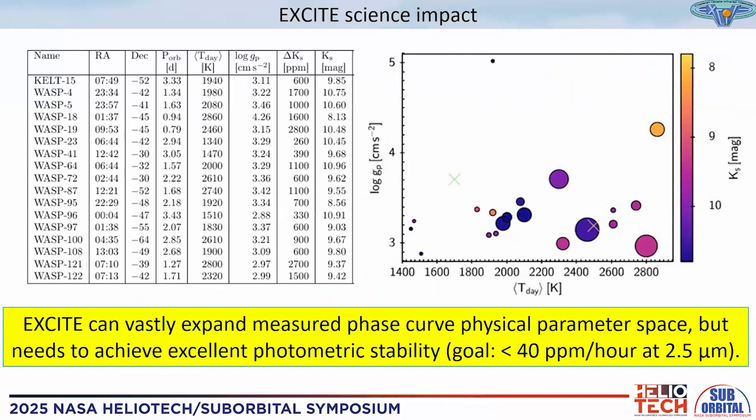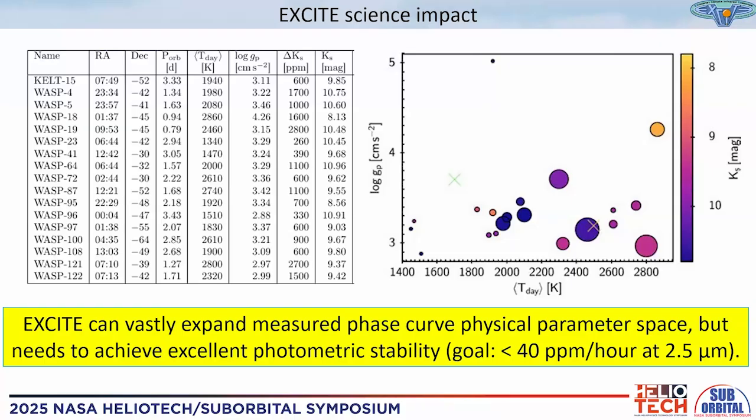So just overall science impact of what EXCITE can do. On the left is a list of the ton of hot Jupiter planets that were discovered with the WASP telescope in the southern hemisphere. Most of those are accessible to EXCITE, a lot of them never set. And on the right, a sample physical parameter space.